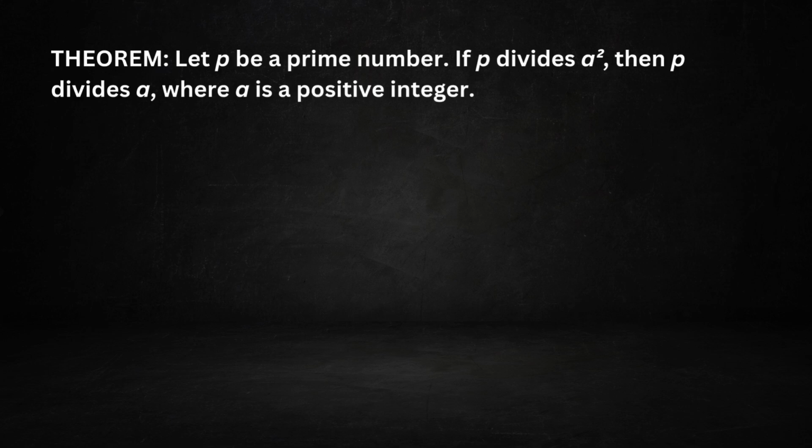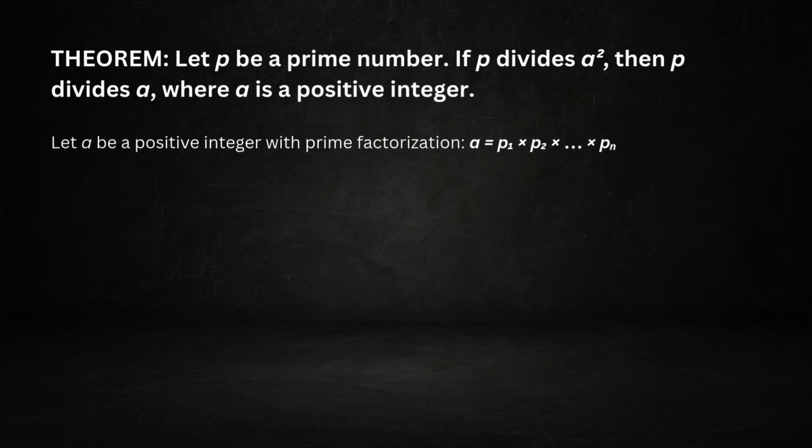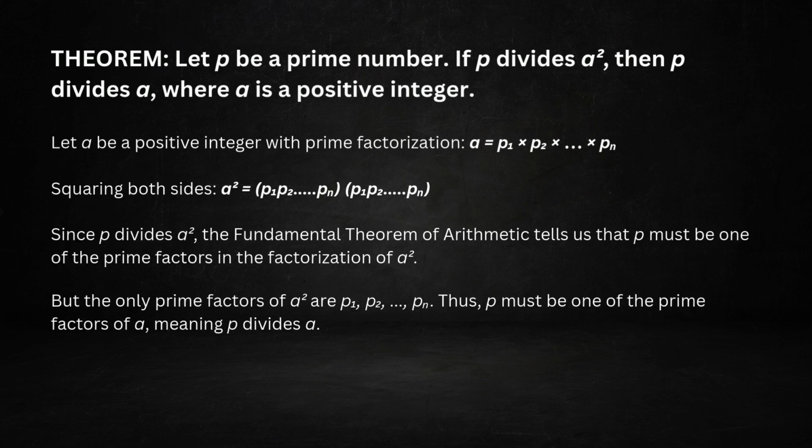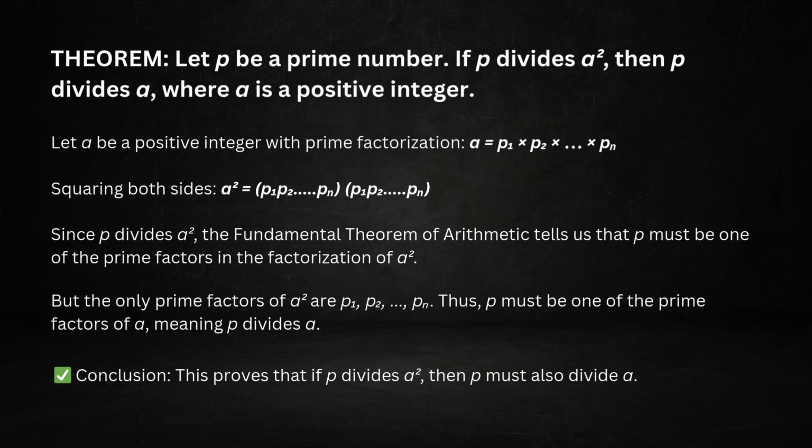Now, let's prove an important result using prime factorization. Suppose p is a prime number, and it divides y square. We need to show that p must also divide y. To do this, we write y as a product of primes. When we square y, all prime factors appear twice. Since p divides y square, and factorization is unique, p must already be present in y. Thus, p divides y. This proof is the key to understanding why numbers like root 2, root 3, and root 5 are irrational.